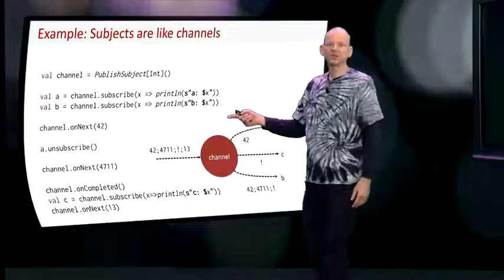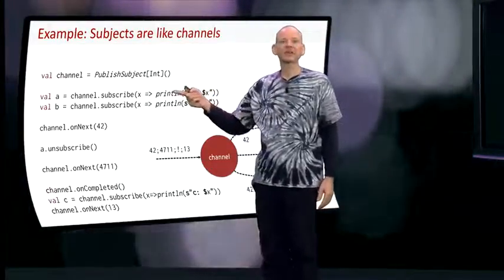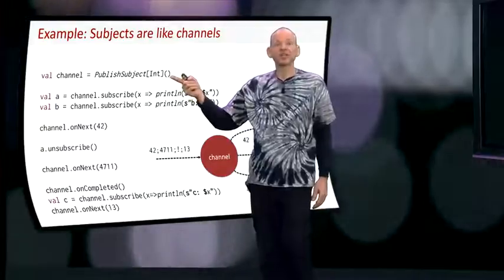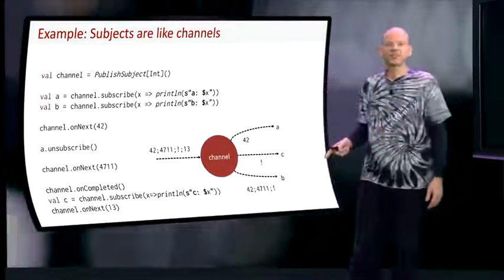So let's look at our code. And there's several kinds of subjects. In this case, we're using the publish subject, which is the simplest one. That's just a simple pipe.